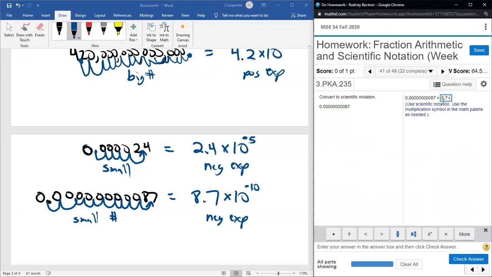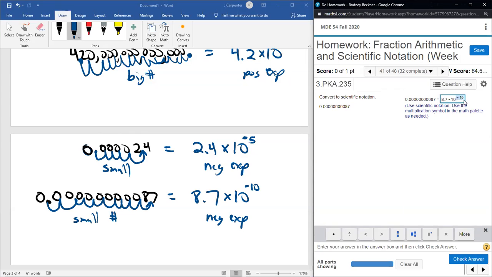8.7 times, I want to see if the dot will work. It should, but I know there's been at least one math homework program we used in the past where it didn't, so I'm reminding myself. 10, and then to the negative 10.